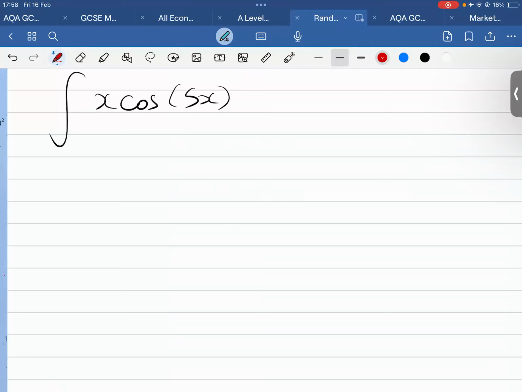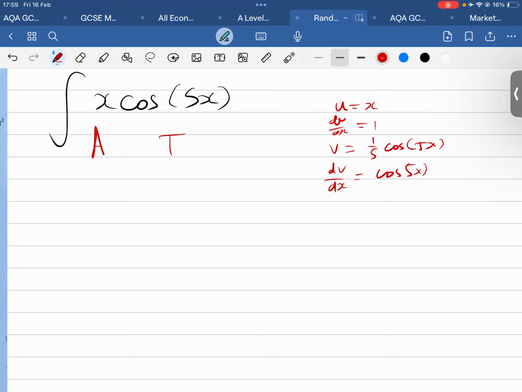So for this question, we have to use integration by parts. So you've got algebra and trig. So u is x, dv by dx is cos 5x. So when you get v, it's 1 over 5 sin 5x, and du is just 1. That's how you know it's nice for integration by parts, when u differentiates to 1.